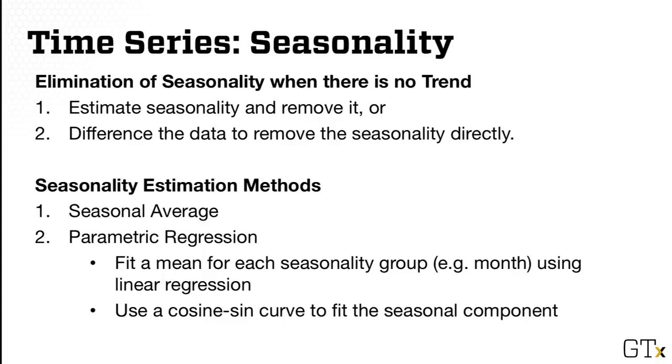To estimate the seasonality, we can use a seasonal averaging or use parametric regression in two ways. First, we can fit a regression model where each of the seasonal groups, for example, month of the year, is specified as a dummy variable in the model. If the periodicity of the seasonality has many seasonal groups, we fit many regression coefficients using this approach. Second, we can use a cosine sine function to fit the predicting variables, where the predicting variables are the cosine and the sine functions for different frequencies.